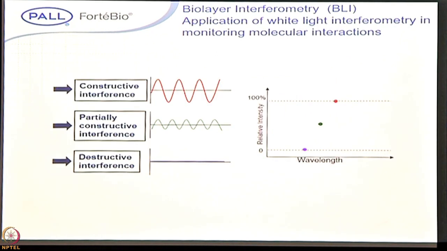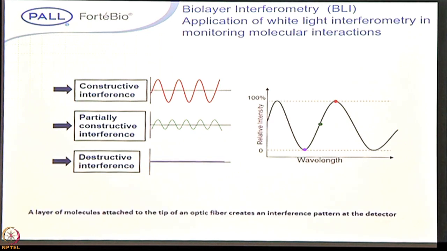This is what we plot, relative intensity versus the wavelength. Where the waves get superimposed, you can see the amplitude increased. Where they are partially superimposed, you can see this kind of pattern, and where there is destructive interference, the signal gets completely cancelled.